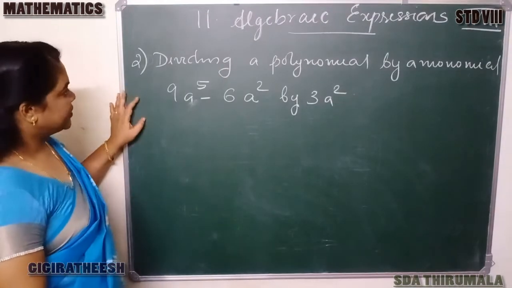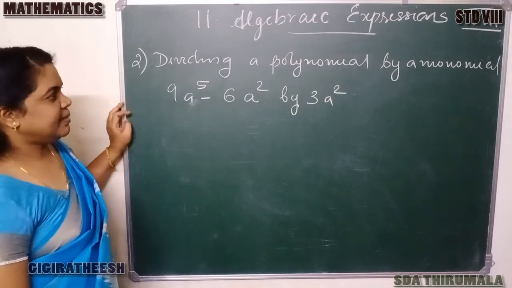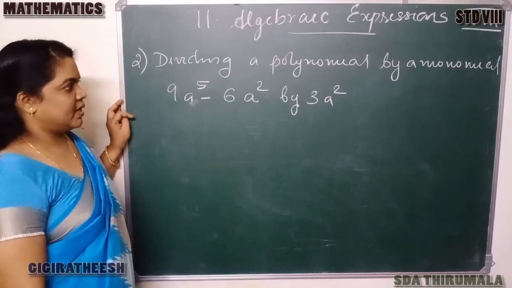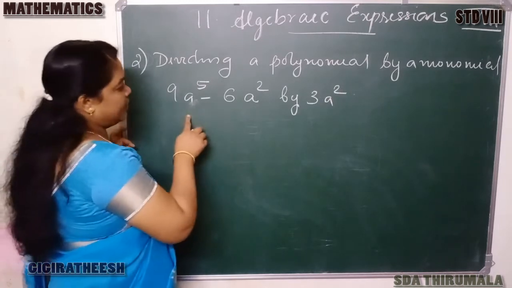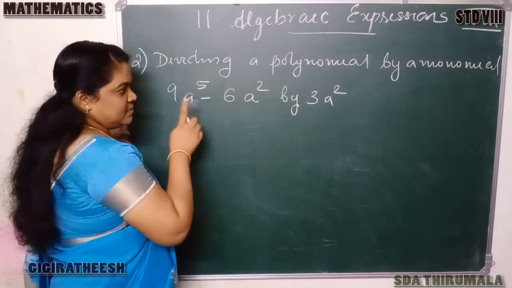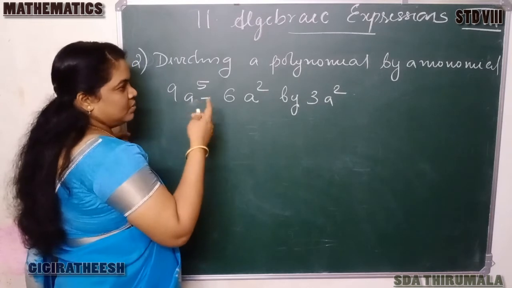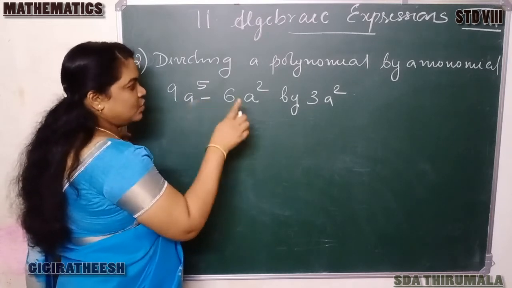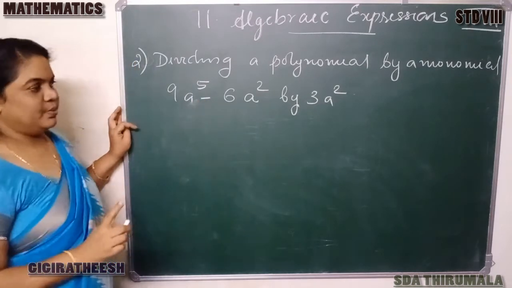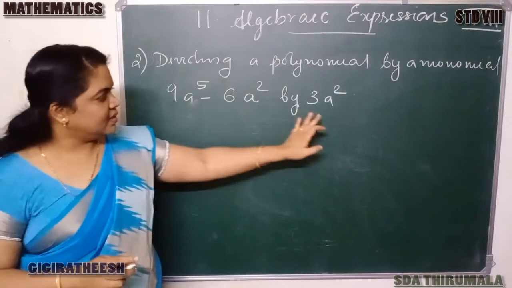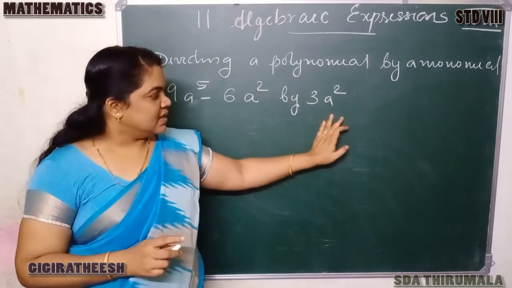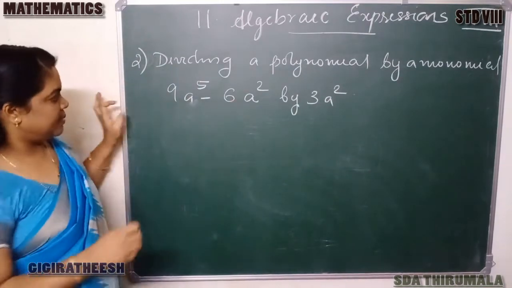Next, the second method: dividing a polynomial by a monomial. What is a polynomial? A polynomial is an expression with two or more terms. Here the numerator is a polynomial with two terms, and the denominator is a single term, a monomial. How can we divide this?